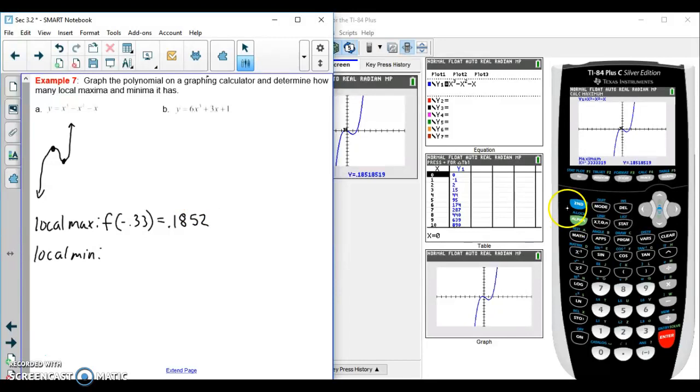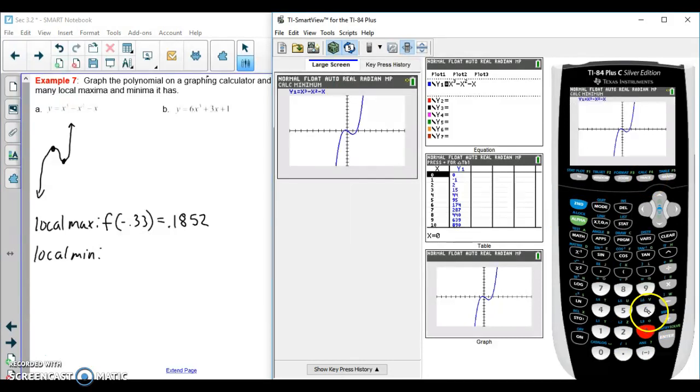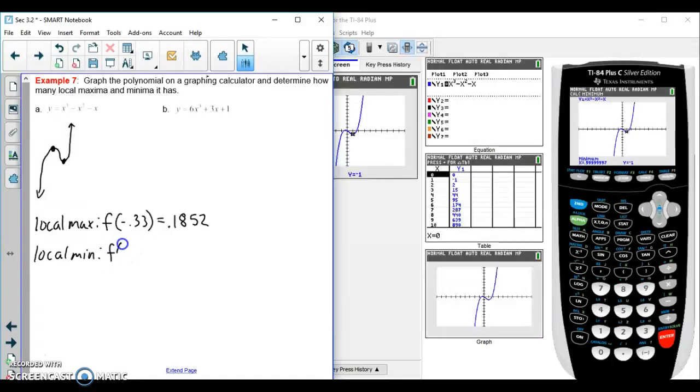Same thing for our local min. Second trace, go to minimum, which is our third position. You're going to scroll over and go left bound, do a little bit for the right bound, enter, and press enter again. That tells me that my local minimum value is at f of 1, which equals negative 1.